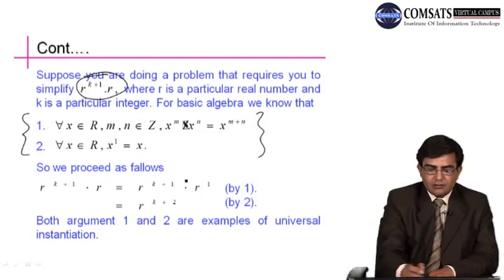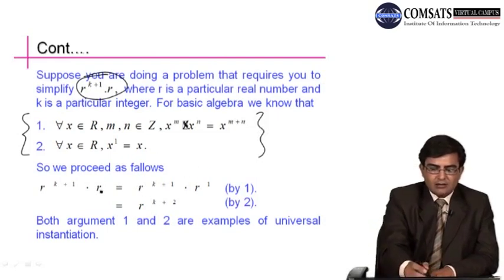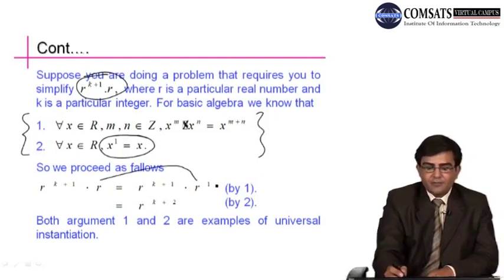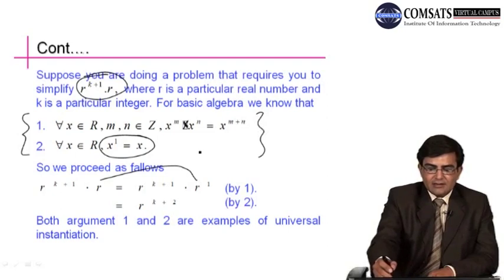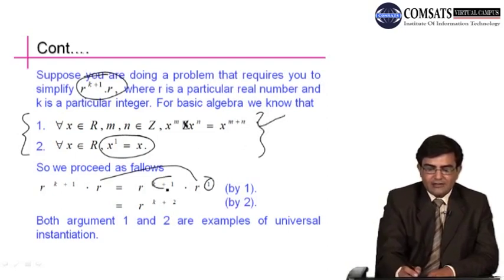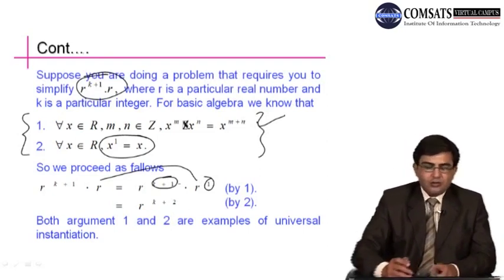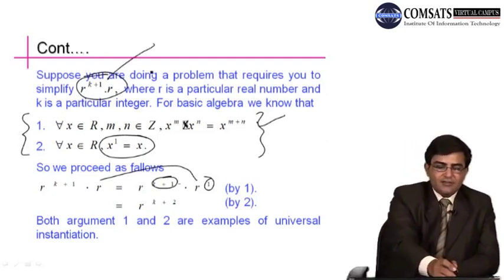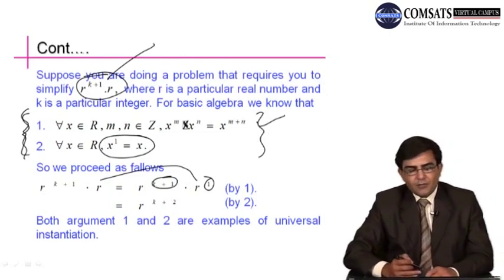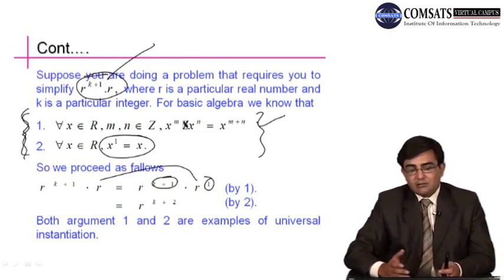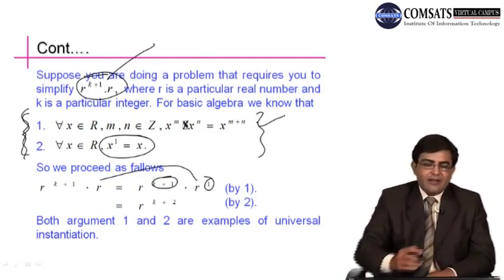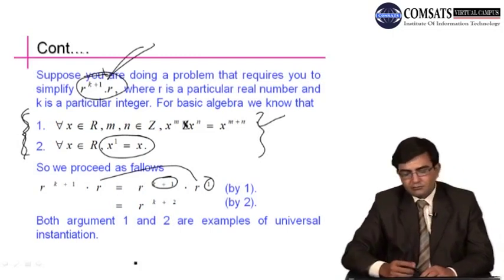By using this rule we can write r is equal to r power 1, and then by using the other rule we can add up these two powers of r. This is k plus 2. So in simplifying this expression we have used these two universal properties, which are true for every real number.